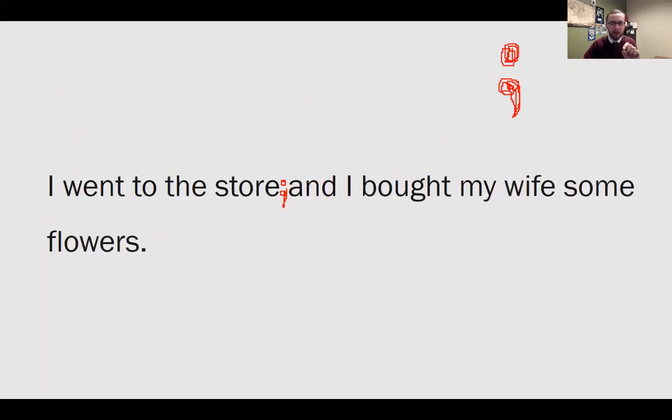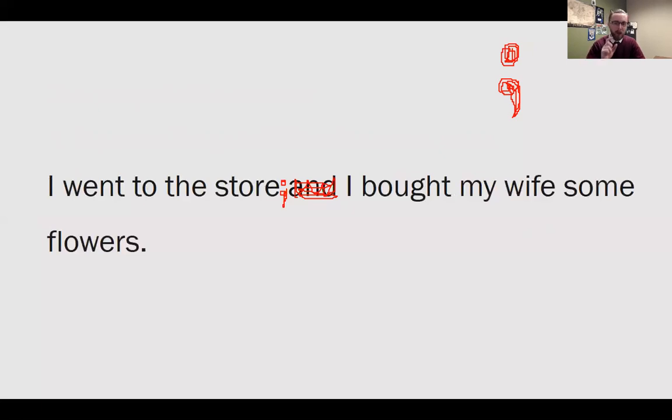With a semicolon, no conjunction is used, just like with a period. So I'm going to scratch out and, and this is going to read really similar to how we just did it with a period. I went to the store, I bought my wife some flowers. It's not as hard of a break between the 2, but it's still a pretty clean break.